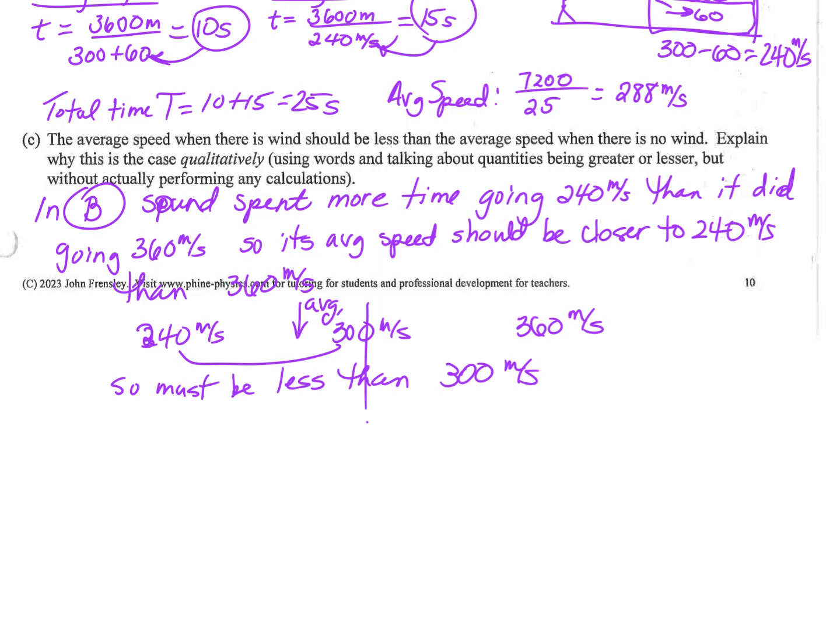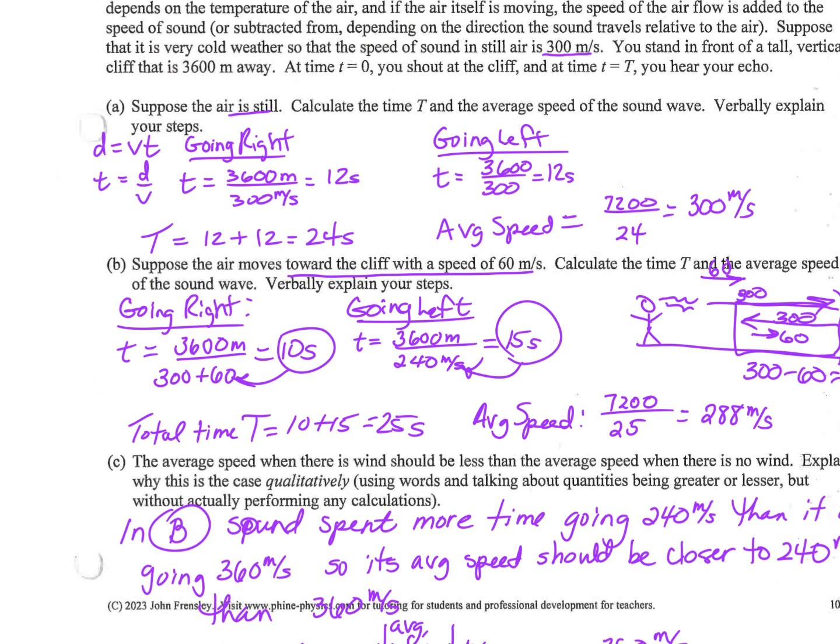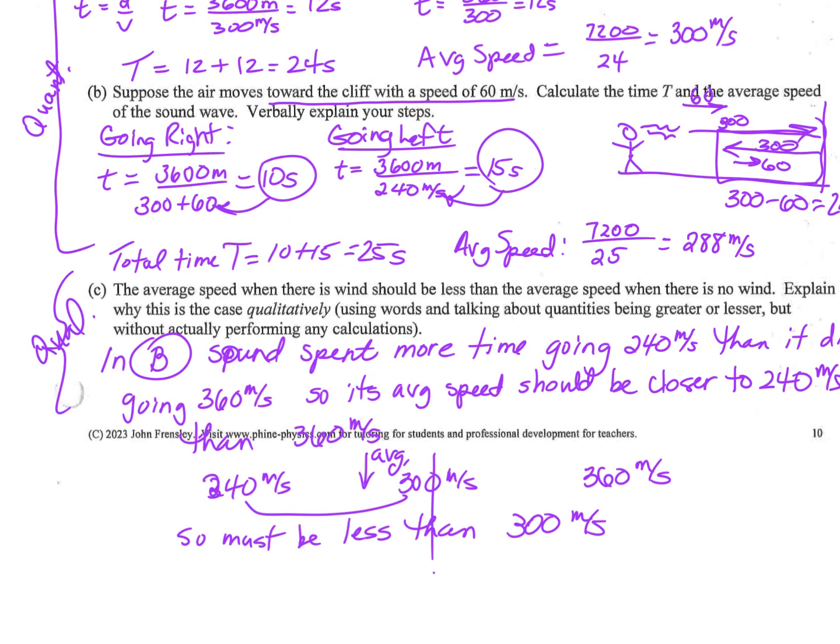Those are the type of words you're using. What we just did was a quantitative and qualitative analysis. This was my quant, and this was my qual. And you saw this last time too. You've got to be able to do the calculations, but in Physics 1, you also have to be able to explain why those calculations are right.